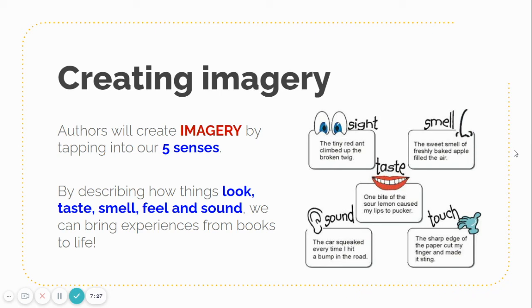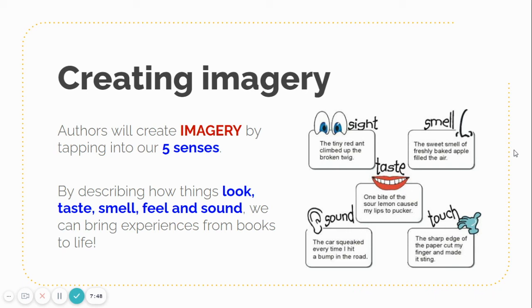So sight, what we can see. You might find a sentence like this in the story: The tiny red ant climbed up the broken twig. Authors also target our sense of smell. So you might read a sentence like, the sweet smell of the freshly baked apple filled the air, and you can almost visualize that scene in your head.